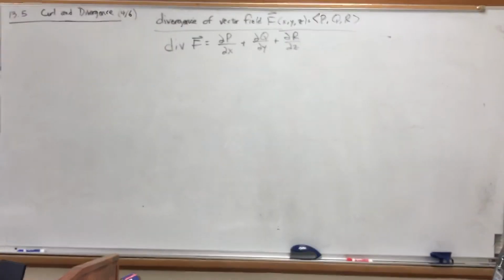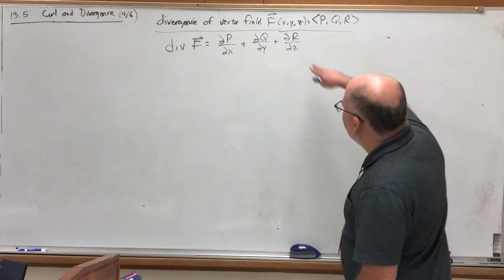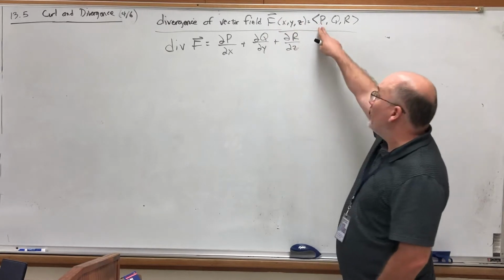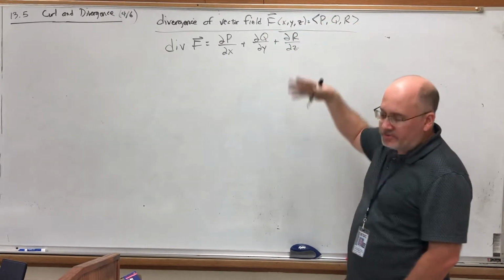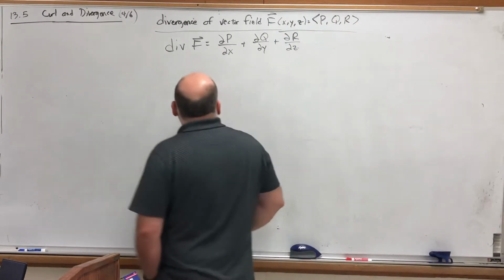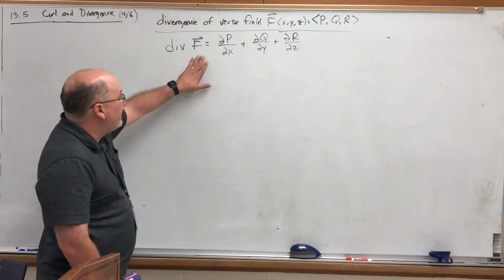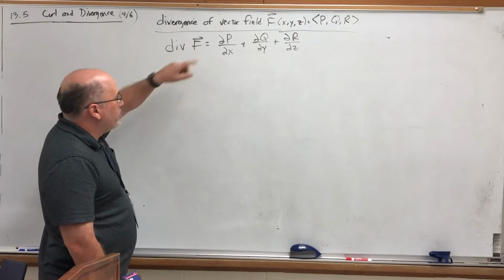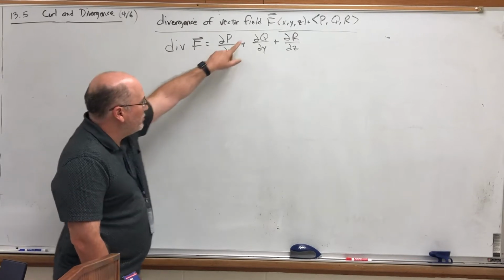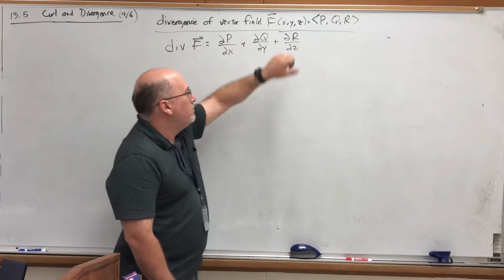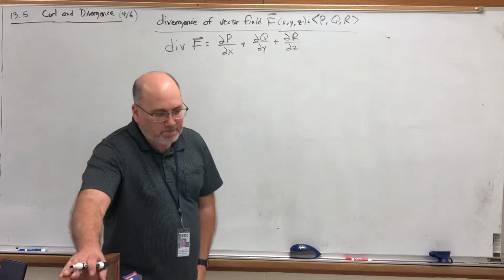Divergence of a vector field, which we're calling capital F, whose component functions are P, Q, and R, so we're still talking R3, is, well, here's the definition. The divergence of F, abbreviated div, is the partial of P with respect to x plus the partial of Q with respect to y plus the partial of R with respect to z.